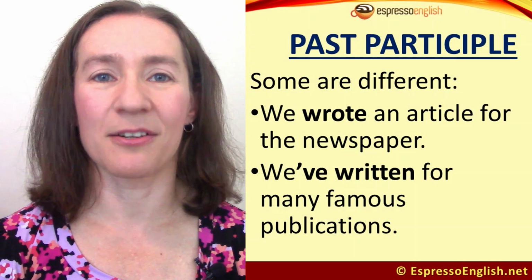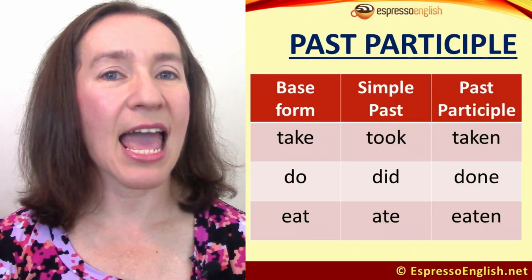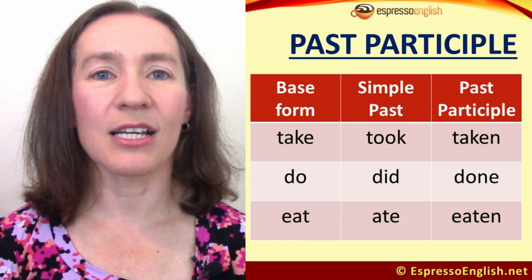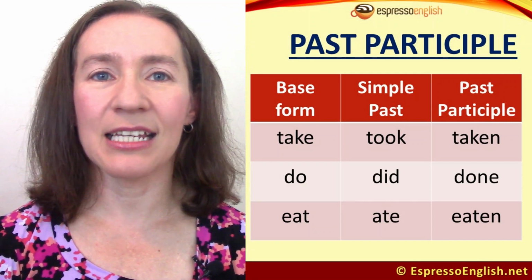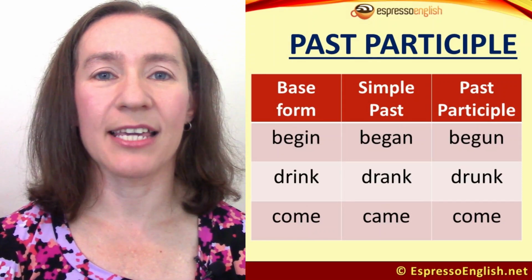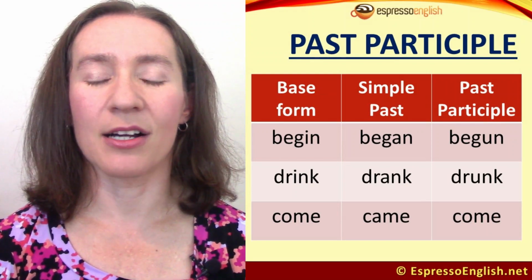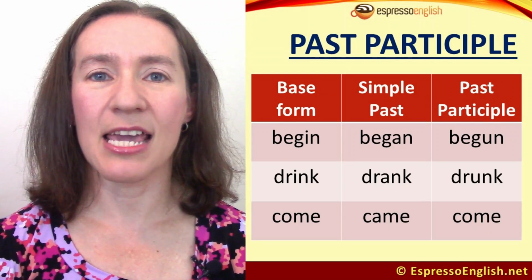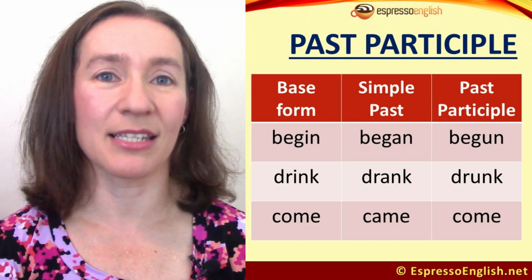That's the present perfect. Now, many of these irregular past participles end in N, like take, took, taken; do, did, done; and eat, ate, eaten. Others have a change in the vowel, like begin, began, begun; drink, drank, drunk; and come, came, come. In that case, the past participle is actually the same as the simple present.